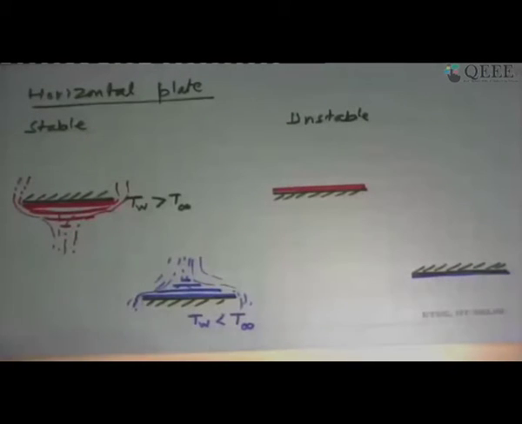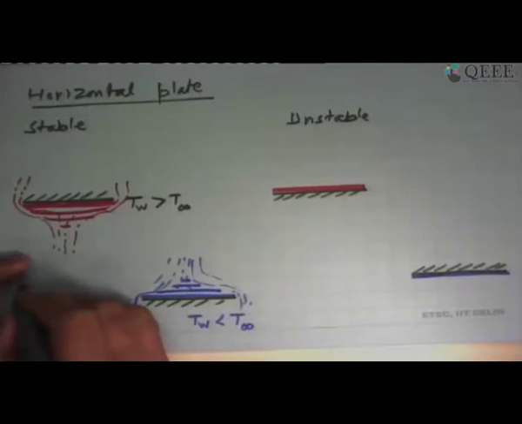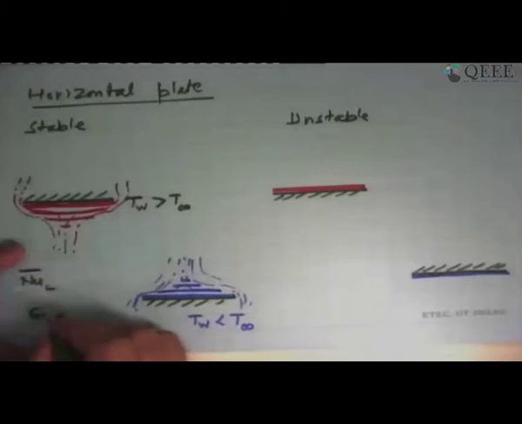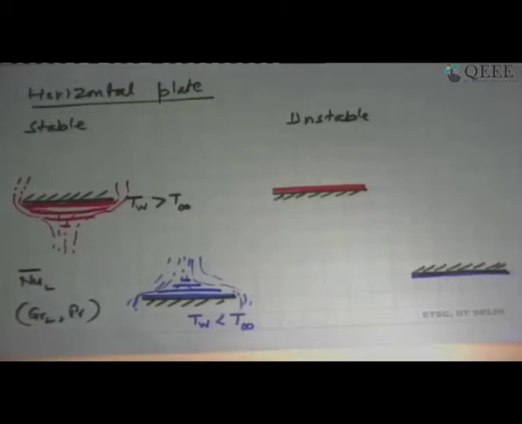So this is also a stable case, and for both these cases we have reasonably nice correlations as a function of Grashof number, length to this parameter, into Prandtl number, some function of this.